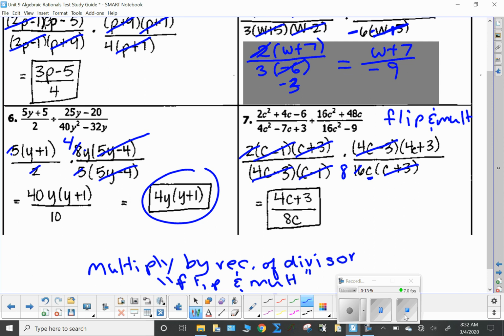I'm going to pause the video here after number 7, and we'll come back with a second video where we'll pick up with 8, 9 through 14, which is adding and subtracting. And then I'll probably do complex fractions as a separate one. All right? That's it.